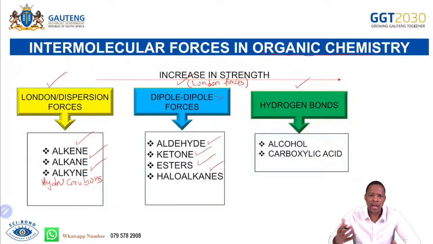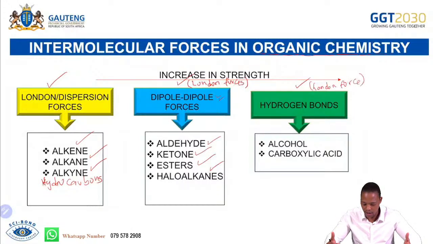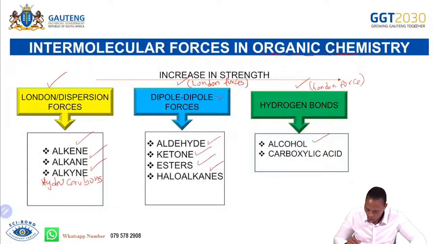The ones that will make a ketone behave in a certain way are the dipole-dipole forces. And then again, we go to hydrogen bonds. We said hydrogen bonds are just a special type of dipole-dipole. So if they are a special type of dipole-dipole, that also means hydrogen bonds will also have London forces in them, but they are not the most important ones. The hydrogen bonds are found in alcohols and also in carboxylic acids.